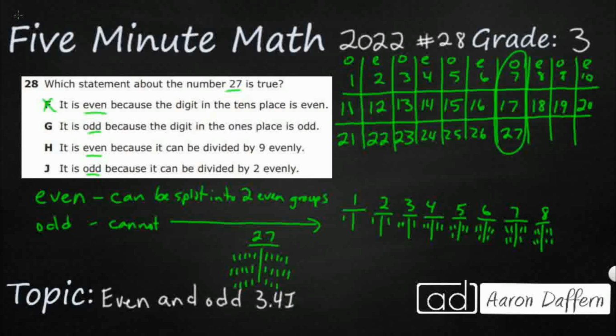So it's not going to be F, it's not going to be H. It's odd because the digit in the ones place is odd. Well, that's my pattern. The ones place stays the same. It's an odd number. Or it's odd because it can't be divided by 2 evenly. Interesting. That's actually what an even number is. An even number can be divided by 2 evenly. So it's odd simply because of the ones digit. So we just look at the ones digit, and our answer is G.